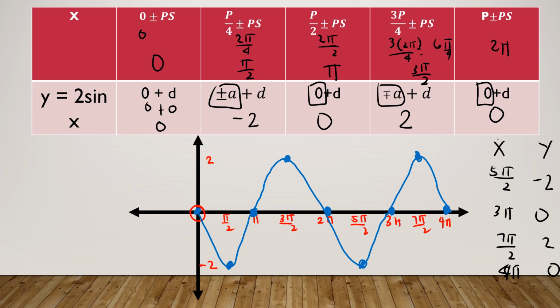And it shows two cycles of the given trigonometric function. How do I know that we drew two cycles? Because our period is equal to 2 pi. How many 2 pi did we draw? We drew two 2 pi. That's the reason why we have two cycles.